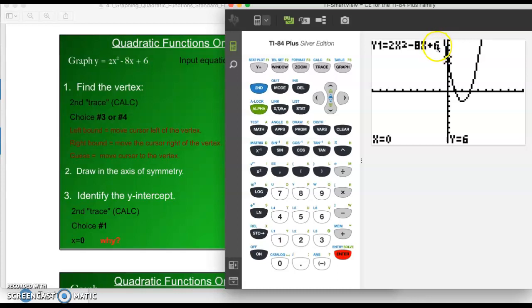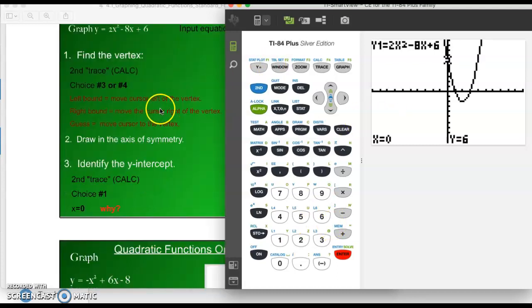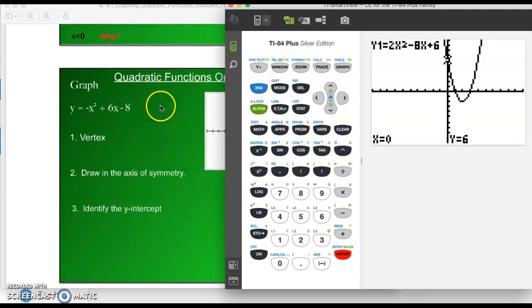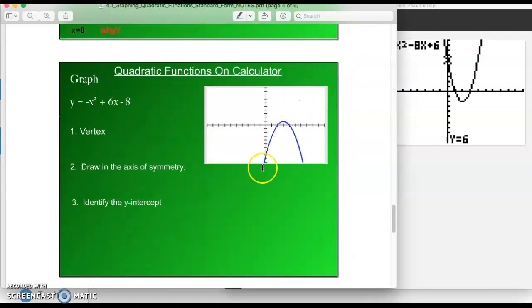C is the y-intercept. So I actually knew the y-intercept right here was 6 without having to do any work on this one, which is called standard form. All right, that is how I can do that one. Let's scroll down here and try the second one. That's what it should look like.